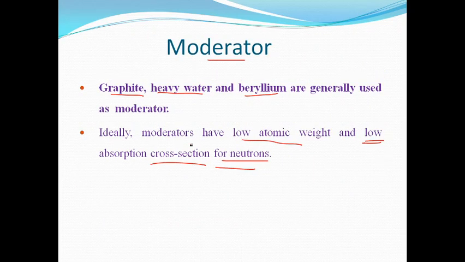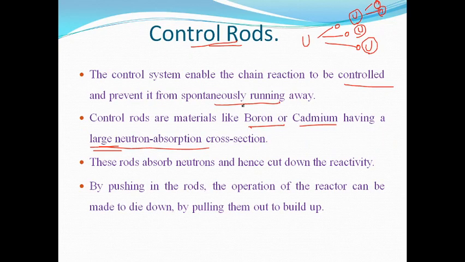Whereas in the case of a moderator, we saw it should have a low absorption cross section for neutrons, because the duty of the moderator is not to absorb neutrons but just to reduce their speed, and the duty of the control rod is to absorb excess neutrons, and hence they should have a large neutron absorption cross section, and these rods absorb neutrons and hence cut down the reactivity.